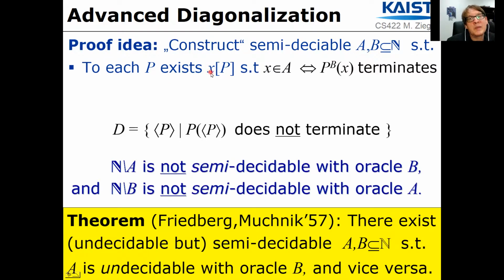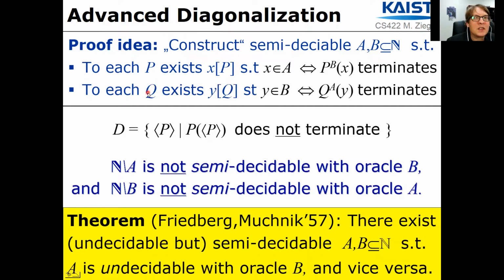We want to construct such an X for each P, and dually or similarly for the other. For every while program Q, there exists an input Y that depends on Q, such that either Y belongs to B and this while program with oracle access to A on input Y terminates, or none of those: Y does not belong to B, and this oracle while program with oracle access to A on input Y does not terminate.